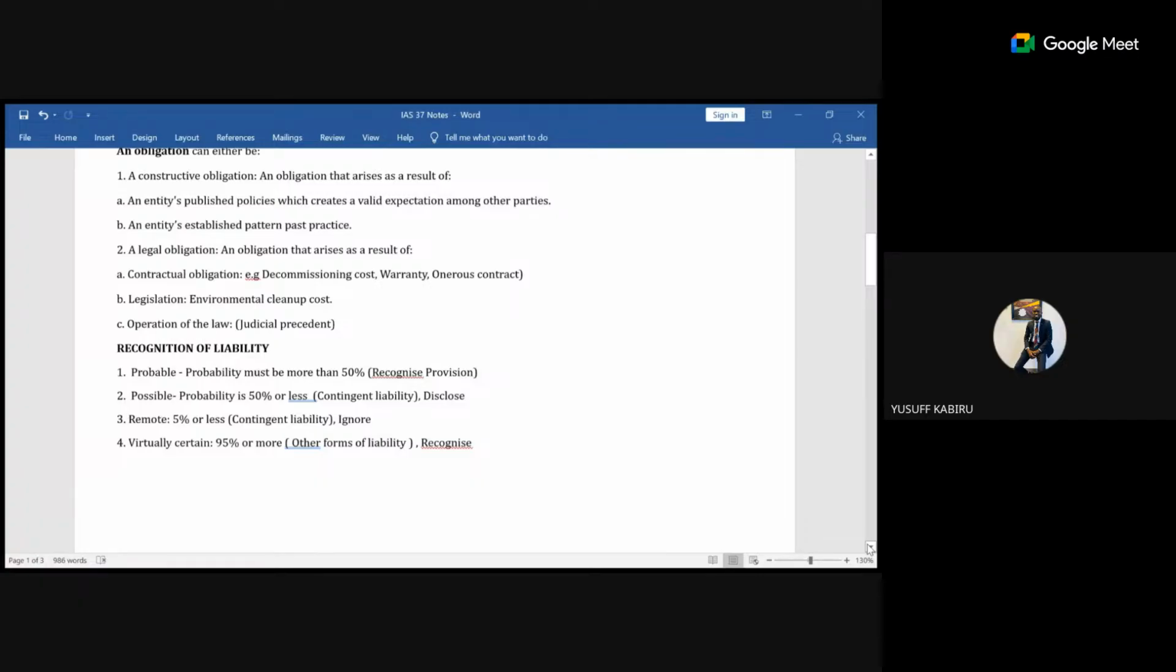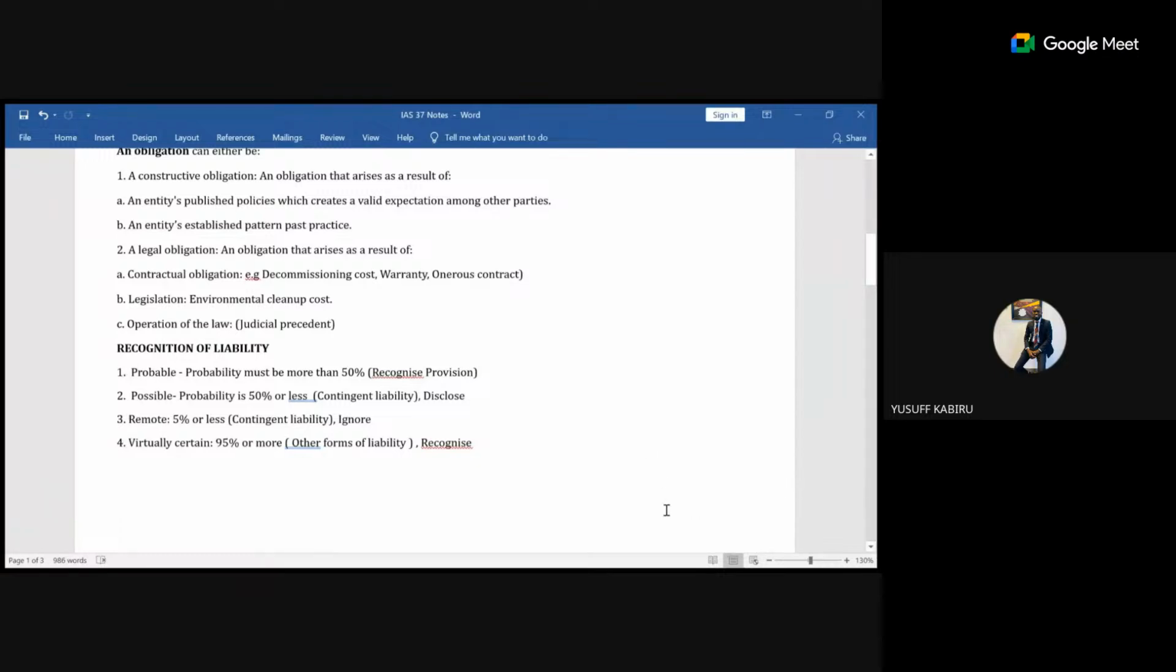So IAS 16 talks about what? IAS 16 now defines what is probable. Sorry, IAS 37. It discusses probable, possible, remote, and virtually certain. When we say something is probable, IAS 37 says that there must be a 50% chance that that thing will happen.